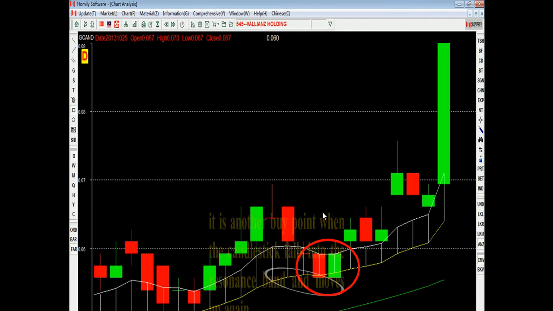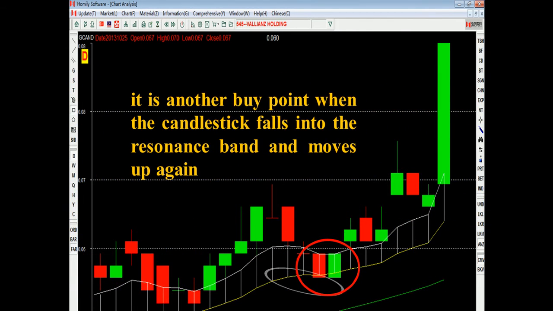The third one is another buy point, when the candlestick falls into the band and moves up again. What does that mean? Firstly, you should confirm the green line is still up. Then the price drops to the band and goes up again. So here is the buy point again. Here is another buy point.